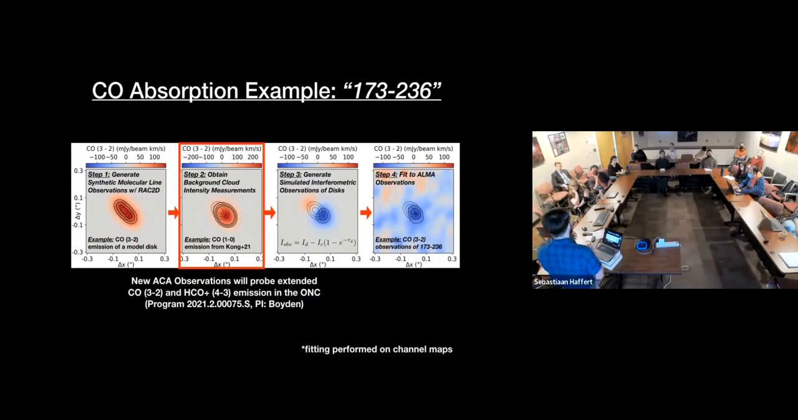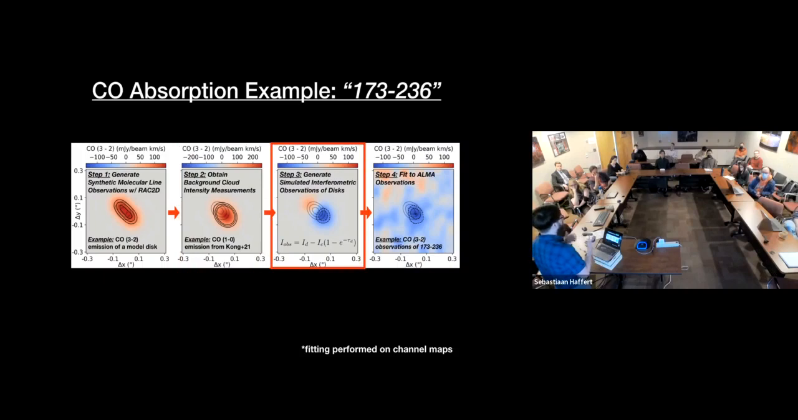I'm the PI of a Cycle 8 ALMA program that has mapped large-scale emission in the ONC over the same transitions of CO and HCO+ that we have our ALMA data for. So I'm really excited to work with that data in future work, and that'll allow us to check some of these assumptions that we've made in our current study.